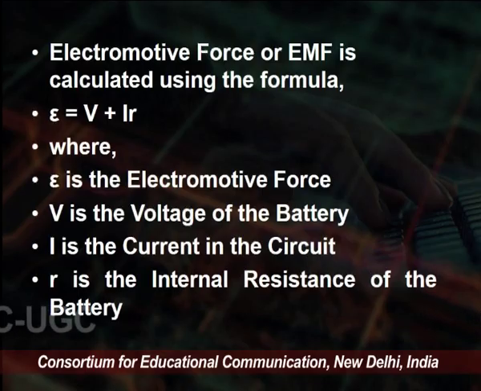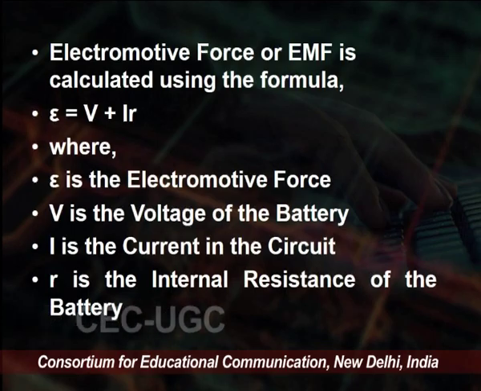So, the above formula is used to calculate the EMF of the battery or the cell, and the EMF of the cell is equal to the potential difference of the cell when no current flows through the circuit. When no current flows, what is the potential difference? That is equal to the cell EMF.